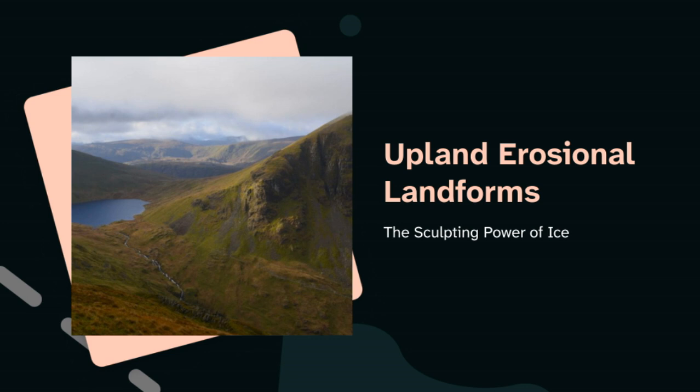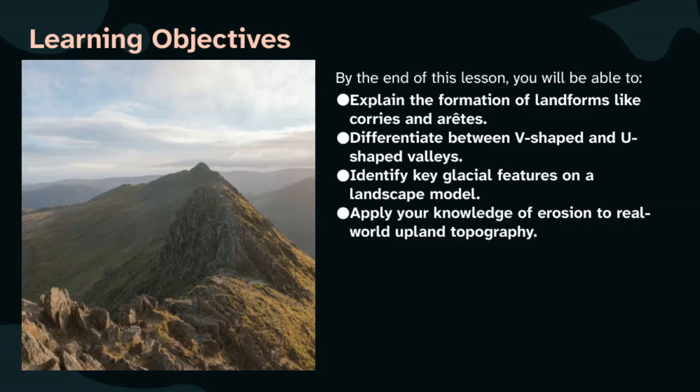By the end of the lesson, you should be able to explain how features such as corries, arêtes, pyramidal peaks, U-shaped valleys, truncated spurs, and hanging valleys are formed. Let's begin with the learning objectives. By the end of today's lesson, you will be able to explain the formation of landforms like corries and arêtes. You will be able to differentiate between V-shaped river valleys and U-shaped glacial valleys. You will be able to identify key glacial features on a landscape model or diagram. Finally, you will apply your knowledge of erosion to real-world upland topography.